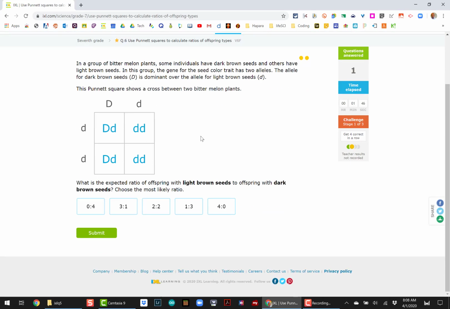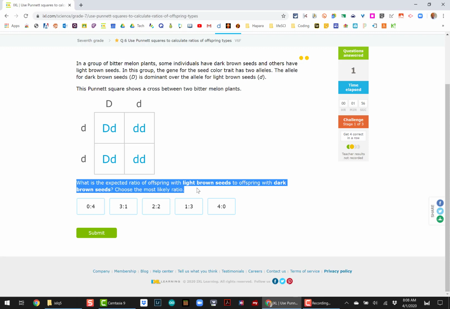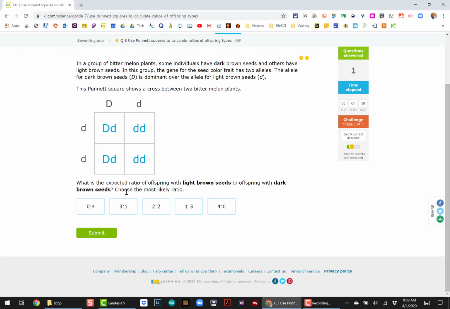We're doing great. It's the same information from the previous problem. So now let's take a look over here at the question that we need to answer. It says, what is the expected ratio of offspring with light brown seeds to offspring with dark brown seeds? The first number is light brown, and then dark brown. Well, we already know 2 light brown seeds right here, 2 dark brown seeds right here, so that's 2 to 2. It's this one right here. Again, it's light brown to dark brown. So first number is light brown, second number is dark brown.